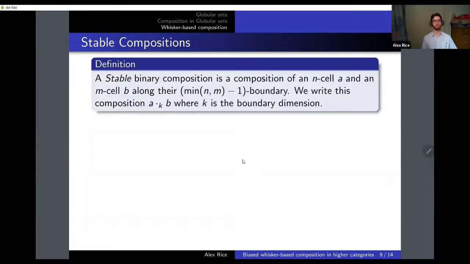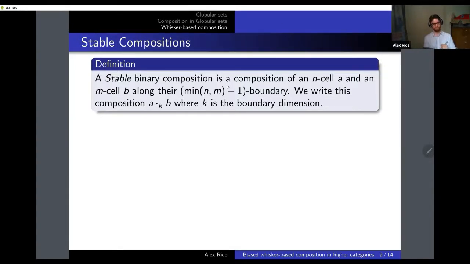So now I want to get on to the last part of my talk, which is what I've actually done. All of this has just been definitions, basically. Unfortunately, I'm starting with another definition. We're now defining a class of compositions. A stable binary composition is going to be a binary composition, and it's only the compositions where we're composing along this boundary here. I realize that might not mean much, so we're going to write a few examples.